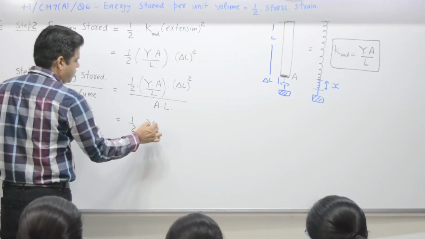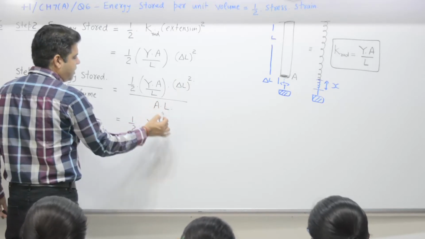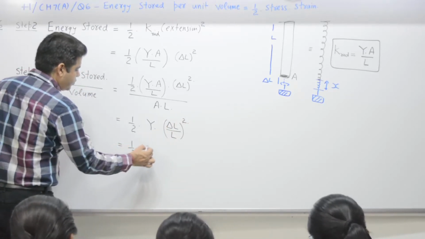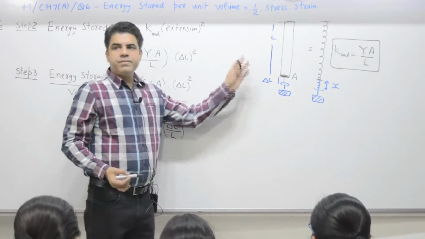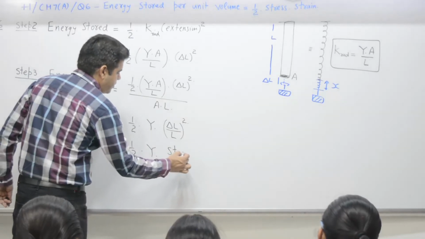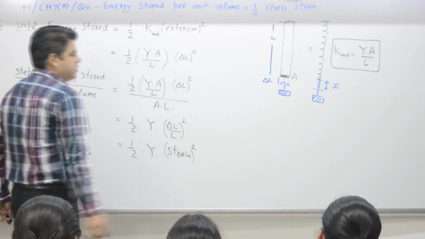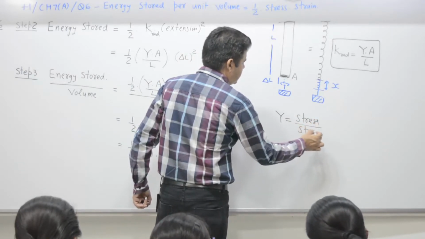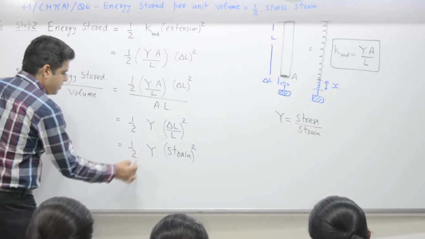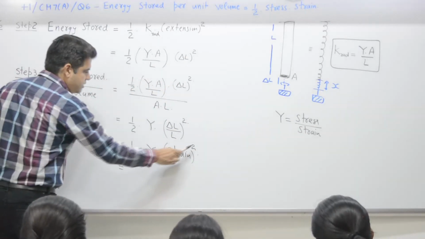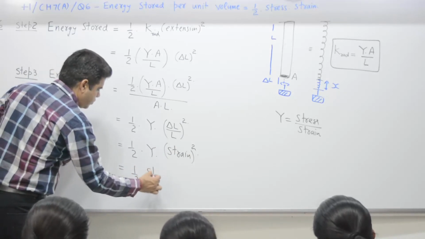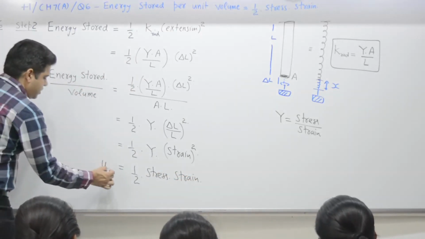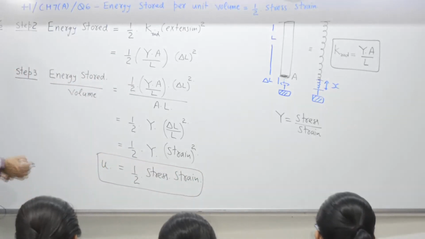What you get is A is cancelled. What you get is 1 by 2 Y delta L square by L square, that is 1 by 2 Y times (delta L by L) square. Delta L by L, change in length by original length, is strain. Young's modulus was defined as the ratio of stress by strain. If you put this value, Y is equal to stress by strain, the strain cancels. What you get is 1 by 2 stress into strain. So energy stored per unit volume is represented by small u. Two minutes with you to write.